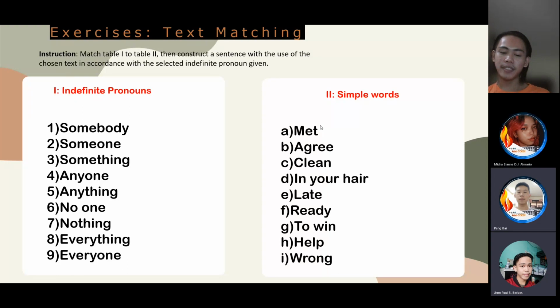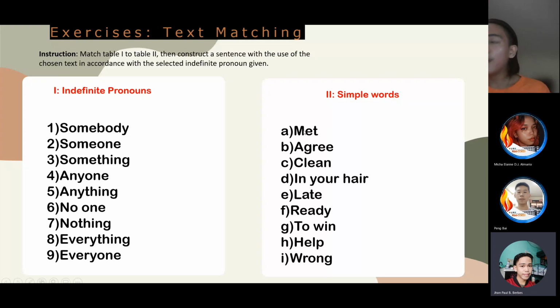All right. Time will start now. Right now it is 10:16. Then we'll check your work at exactly 10:21.